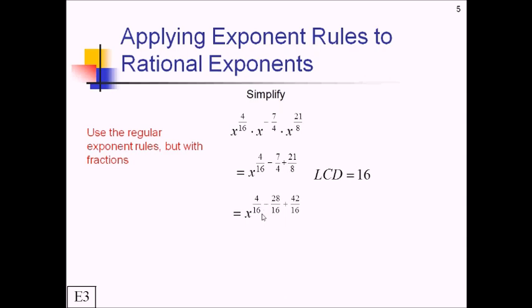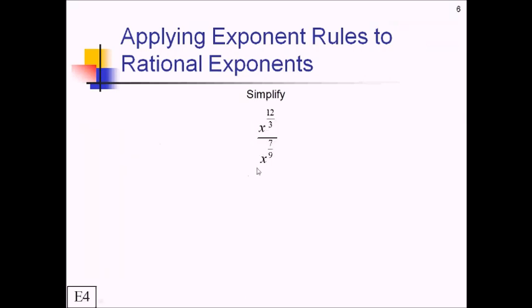Combining these now, we're just doing this with the numerators, right? So that's going to be negative 24 plus 42. That's going to be positive 18 over 16. And then just like with any fraction, we should reduce if we can. So we can reduce this to x to the 9 over 8. Alrighty, try this next one on your own.